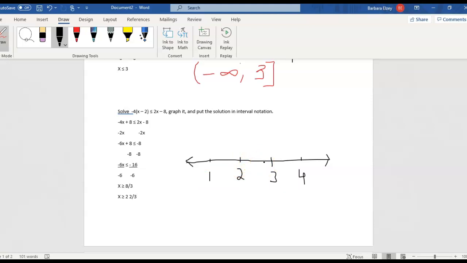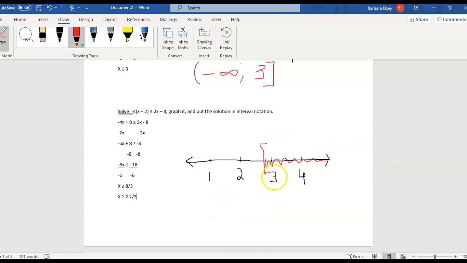All right, but notice that we have an equal sign with our inequality, so we'll have a square bracket, and it's pointing toward the right. Oh, let me change colors. We want it to open toward the right, and since it's pointing toward the right, we will shade in this direction. Now let's change this into interval notation.